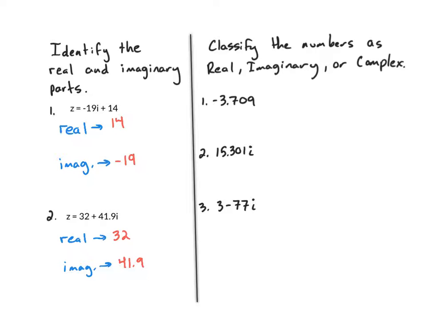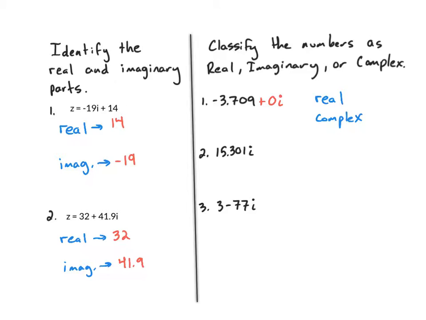Now on the other side, in the right-hand side, numbers 1, 2, and 3, we're going to identify the numbers as real, imaginary, or complex. So let's start with the first one. Negative 3.709. There's no imaginary part to it, so it's definitely not an imaginary number. Since it doesn't have an i, I know it's real. Okay, but it also could be complex because if I do this plus 0i, it doesn't really change the number, but it gives it an imaginary part. So it could also be complex.